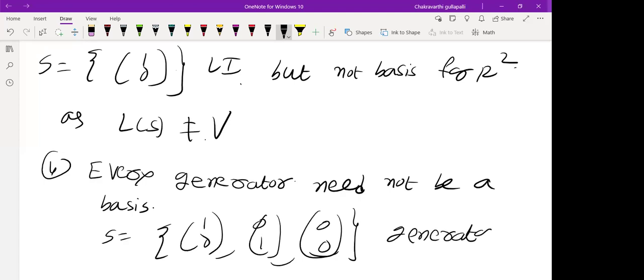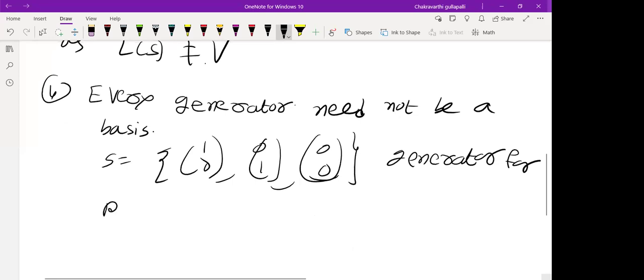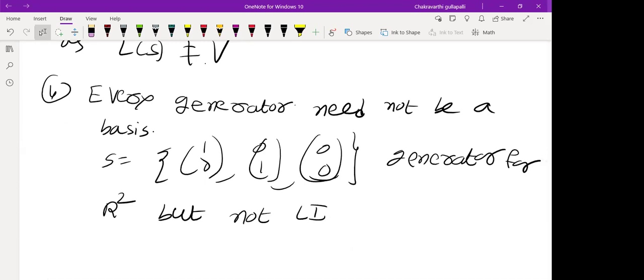Why R2? How many components inside? Two components. Each vector is containing two. Generator for R2 space, but not independent. Why is it not independent? Any one of you, can you tell me? The zero vector is present. So any set containing the zero vector is not independent, therefore not a basis. So there are independent sets which are not bases because they are not spanning. There are generators which are not bases because they are not independent.